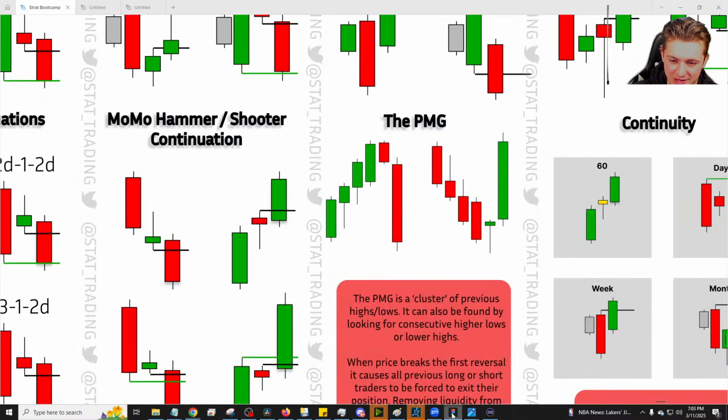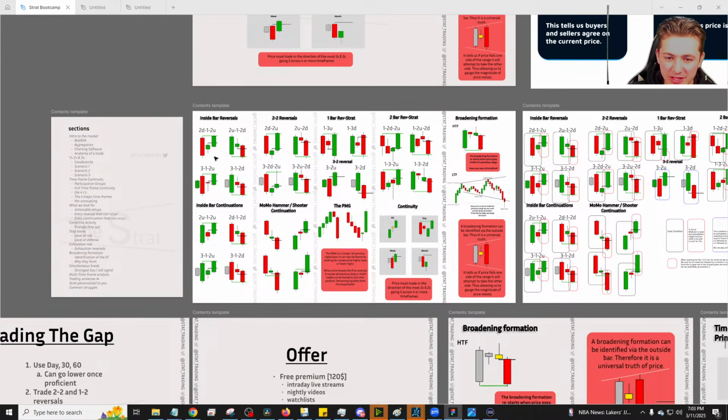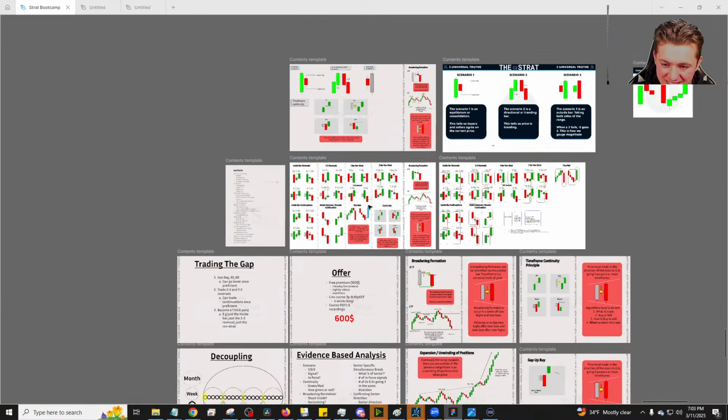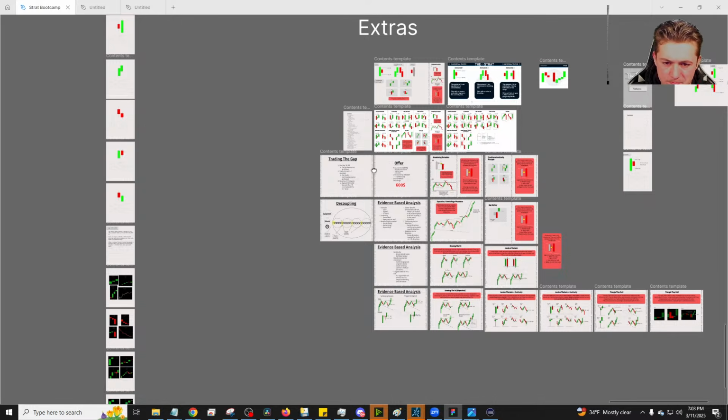But I don't want to get too off track here. It's already a long video, right? So now that we have a little bit of understanding on the signals, let's talk about time frame continuity. So this is going to be a little bit of a longer lesson, and I'm going to leave a few things out, but I'm going to do my best to cover all of it here.